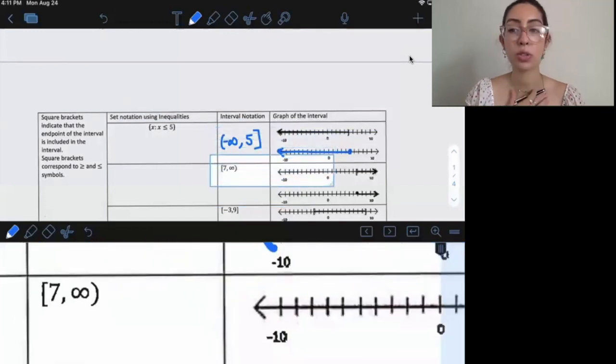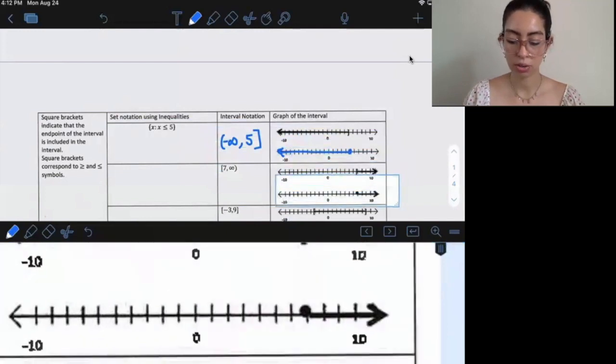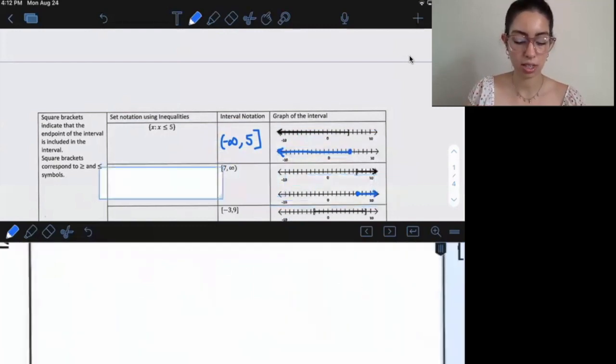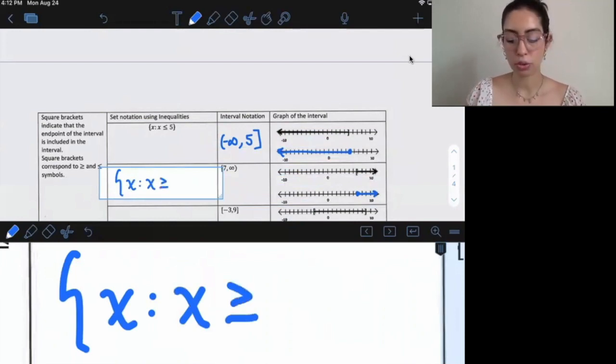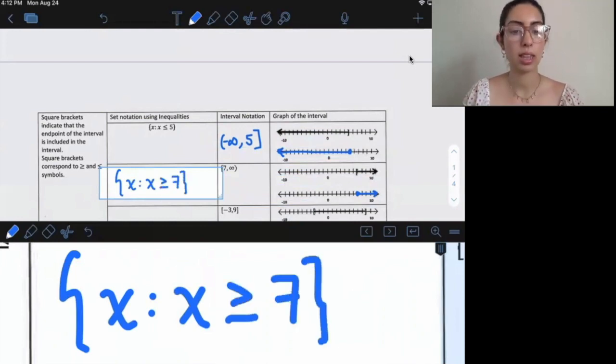You see in the next row, this interval is going from 7 to infinity, and it is closed at 7. That means we need to include 7, and we can see in the graph here, it's closed at 7, and then it's everything greater than that. So our x's are all greater than or equal to 7 in this case.